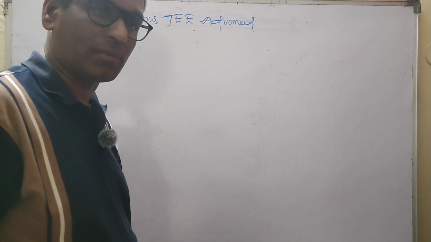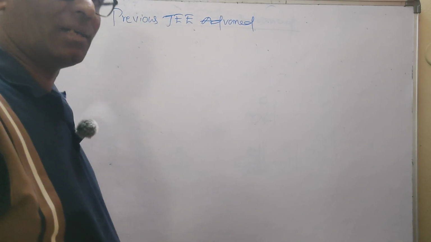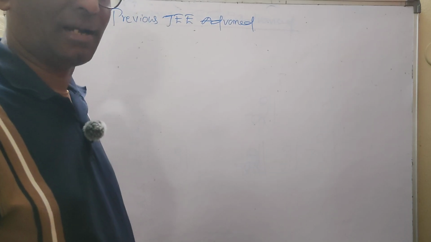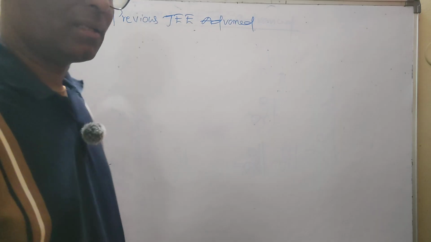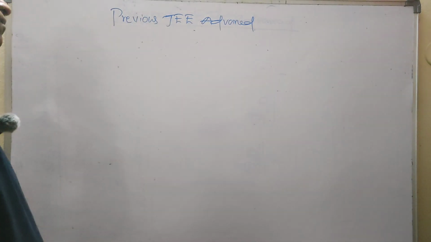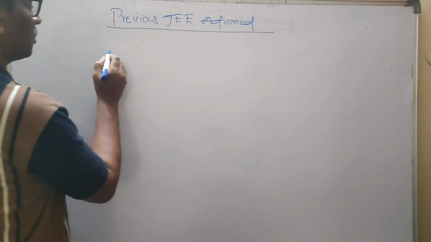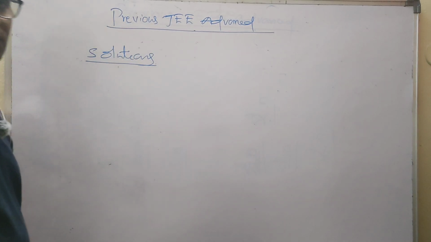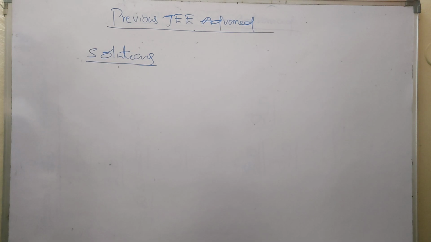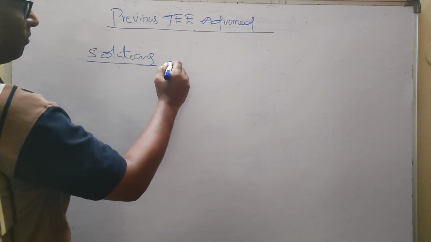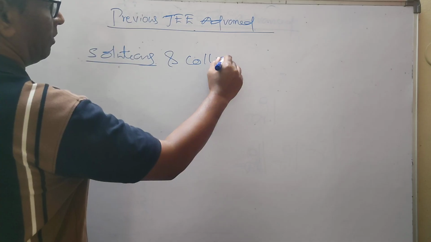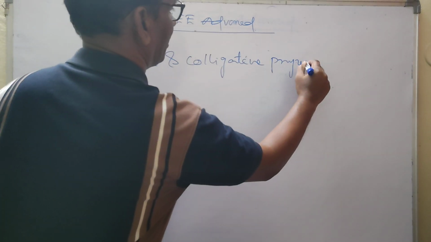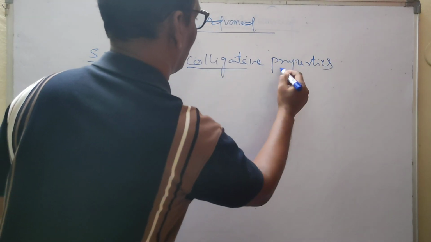So today I am going to discuss some previous JEE Advanced paper questions related to topics. The topic name is solutions, and in this we also have to take colligative properties.